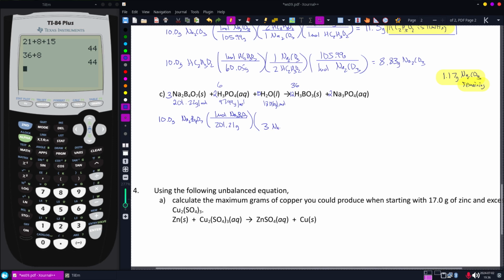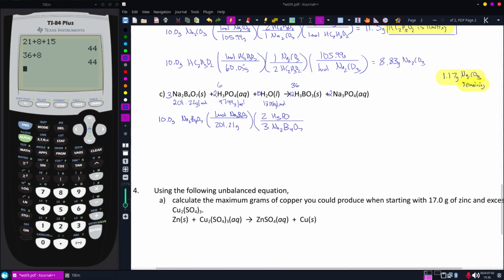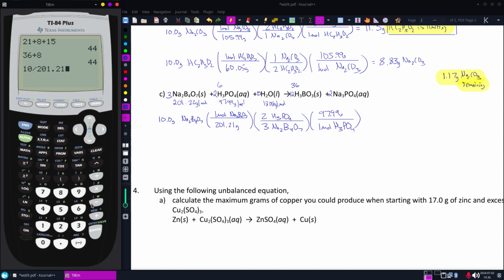So 3 of these sodium boron molecules. And molecular weight, 1 mole of H3PO4, I get 97.99 grams. So let's find out now how many grams of H3PO4 we would need to use up all 10 grams of the sodium and boron. So 10 divided by 201.21 times 2 divided by 3 times 97.99.